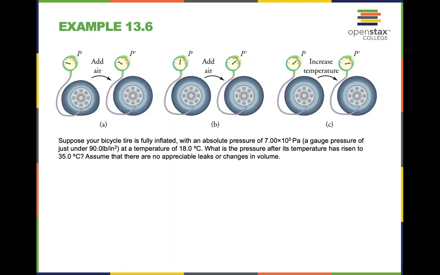So for example 13.6, suppose your bicycle tire is fully inflated with the absolute pressure of 7.00 times 10 to the 5th pascals, a gauge pressure of just under 90 pounds per inch squared, at a temperature of 18 degrees Celsius. What is the pressure after its temperature has risen to 35 degrees Celsius? Assume that there are no appreciable leaks or changes in volume.